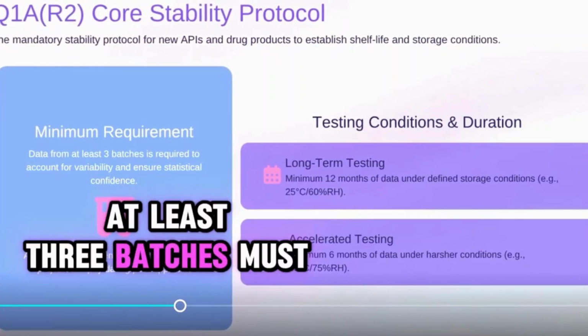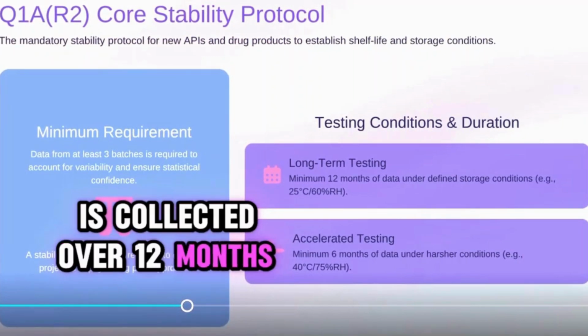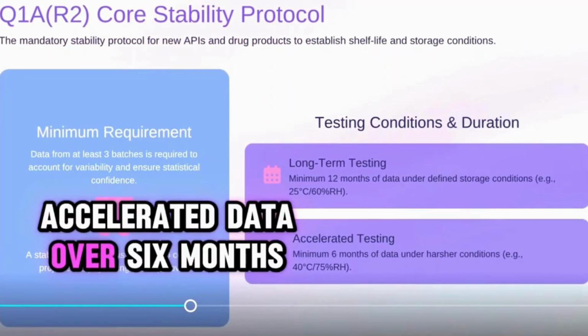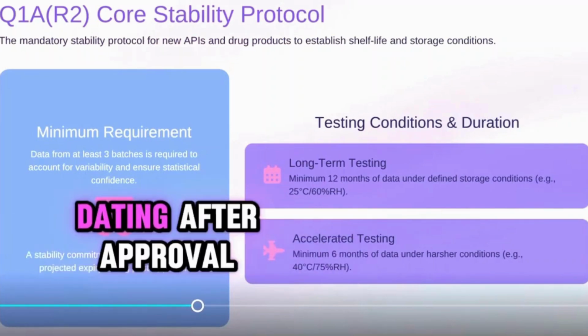At least 3 batches must undergo testing. Long-term data is collected over 12 months, accelerated data over 6 months. A stability commitment is required to confirm expiry dating after approval.